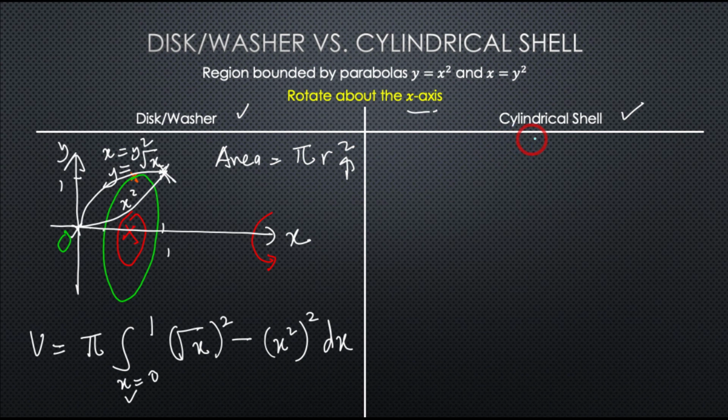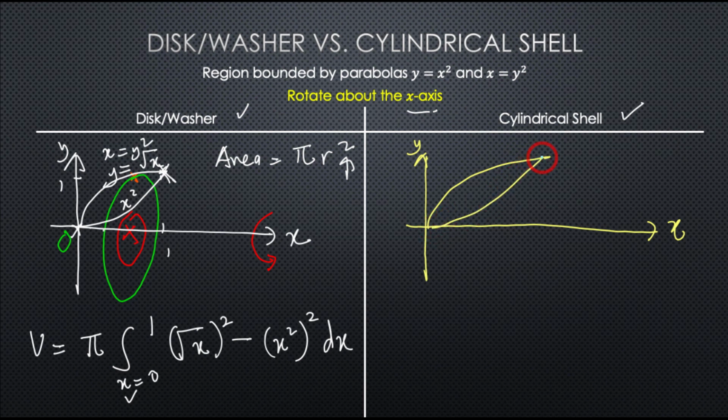Now we use the cylindrical shell method. You should get the same answer. So you have the y-axis, the same x-axis. You have the two functions. One here, one here. Rotate about the x-axis. So everything should be rotated about the x-axis. So the center is here.